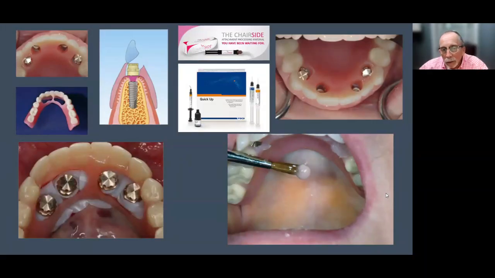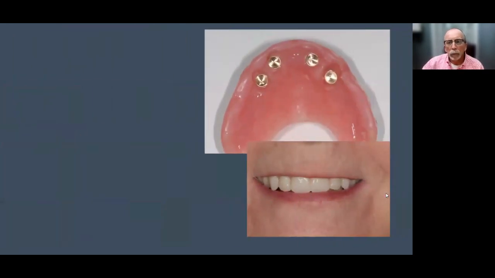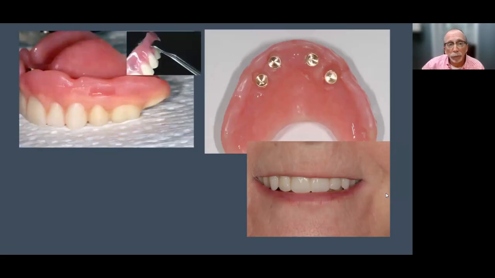So again, I like all these materials, the Voco Quick Up, the Chairside from Zasco, the Sterngold Easy Pickup. They all work great. And we're done. And so this was the lady who we converted from an All-on-X to a Conus because she needed a flange. That was that simple.